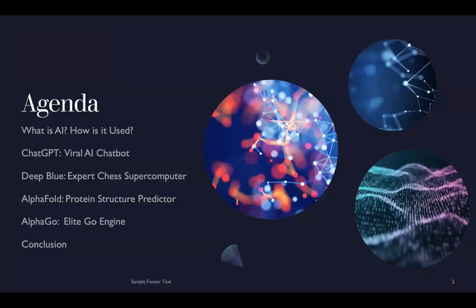So let's look at the agenda for this talk. First, we will start by defining AI and looking at how it is used. Then, we will have a series of examples of AI, starting with ChatGPT, a viral AI chatbot. Then, Deep Blue, an expert chess supercomputer, followed by AlphaFold, a protein structure predictor, and AlphaGo, an elite Go engine. Then, we will have a brief timeline and finish up with a conclusion.